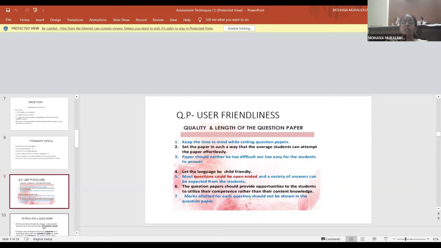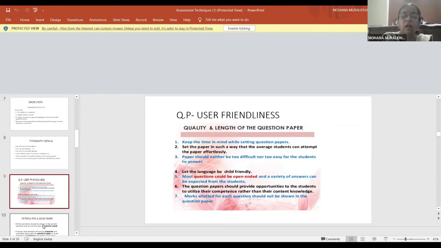The way that content is being applied or conveyed should be open-minded. The question paper should provide opportunities to students to utilize their competence rather than content knowledge. It is not only a question of content knowledge, it should also be very competence based.